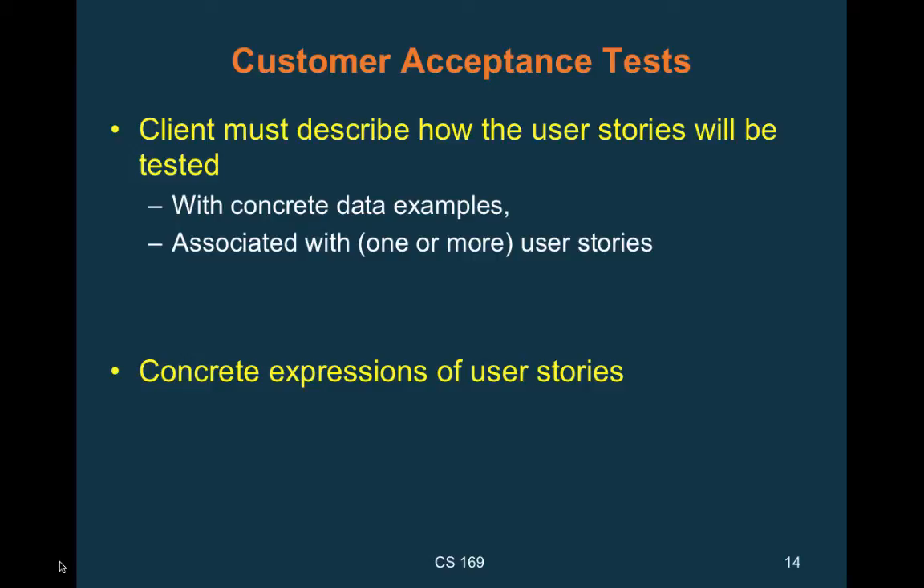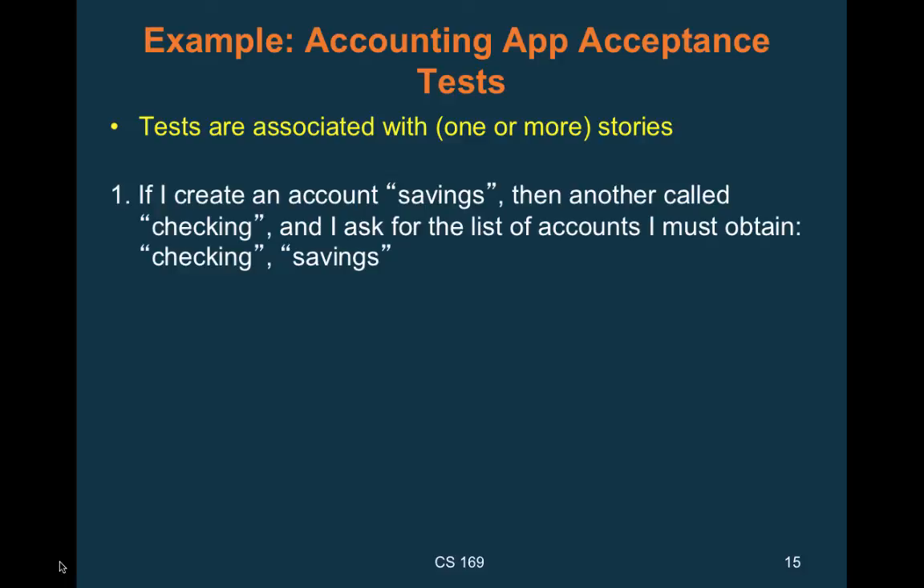You take the user story and you concretize it. You create a concrete scenario of running through that user story with actual names of accounts and amounts in the accounts to make it concrete. So let me show you an example that goes with our account. So you're spelling out a concrete testing scenario of when this user story will be implemented.